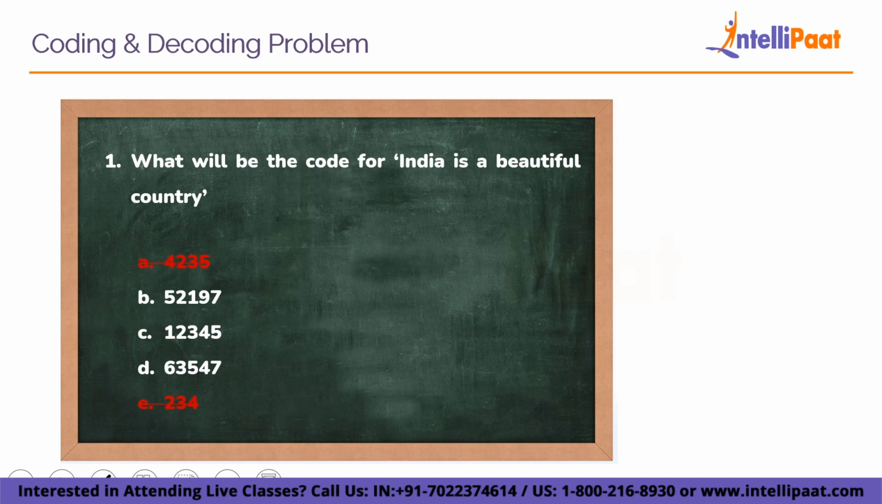Now let's try to find our code in a similar manner. India has 5 alphabets, is has 2 alphabets, a is a single alphabet, beautiful has 9 alphabets, and country has 7 alphabets. So in that case, option B is our answer to this question. Now let's see our next question.